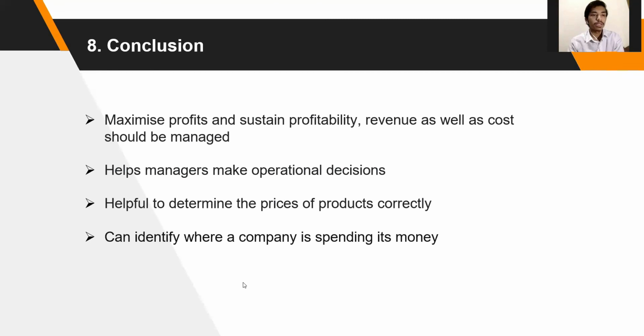For the third point, it is helpful for us to determine the prices of the cost correctly, because when we acquire the knowledge of managerial and cost accounting, we also learn about what types of technology we are using, what types of ingredients we need, and how long it will take for us to bring out the products. Finally, we can identify where a company is spending its money. For example, we can see how we are using it, when we are using it, how much profit we are bringing in, and how much we are using to make the product, so we can maintain the profits.